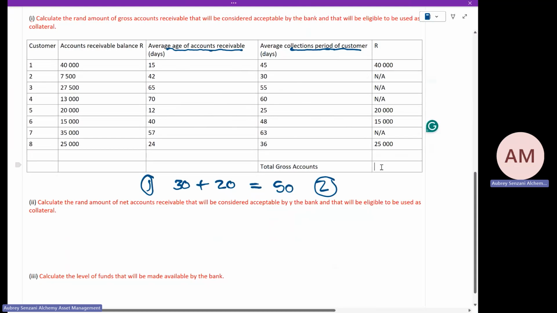So now what is the total gross accounts that are acceptable? Isn't that what we wanted to calculate, isn't it? Total gross. 100,000.